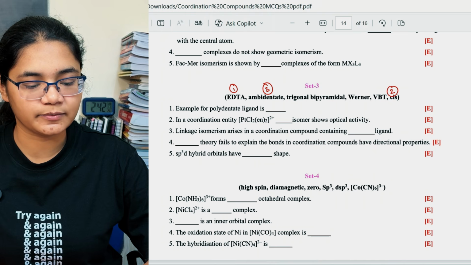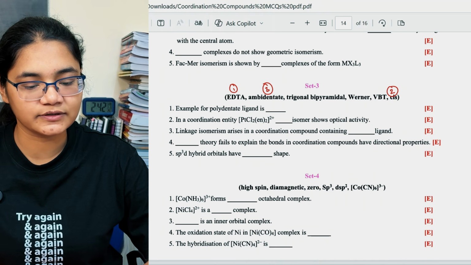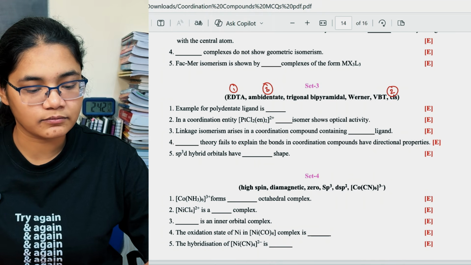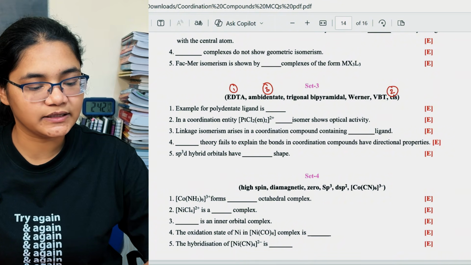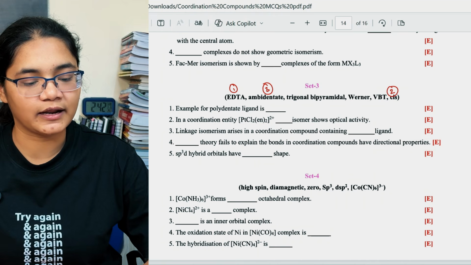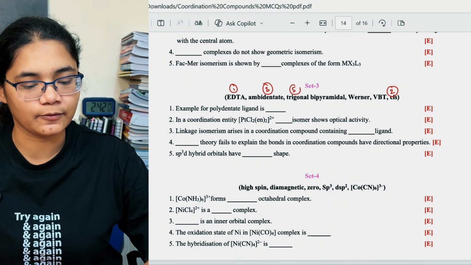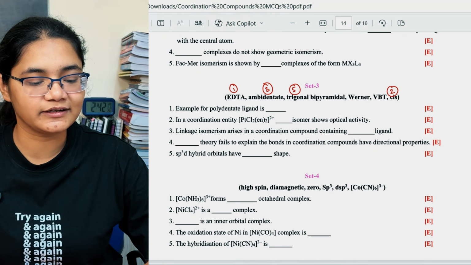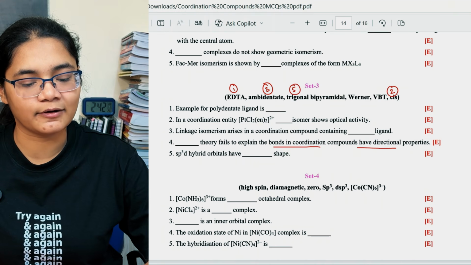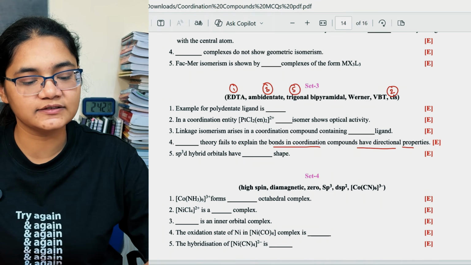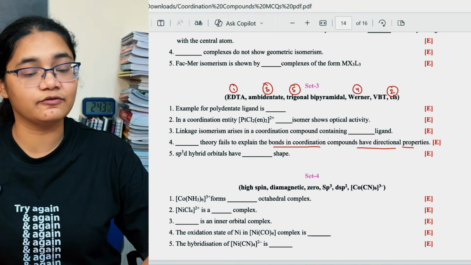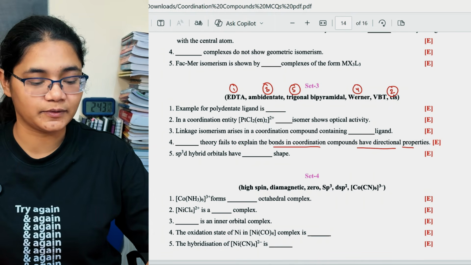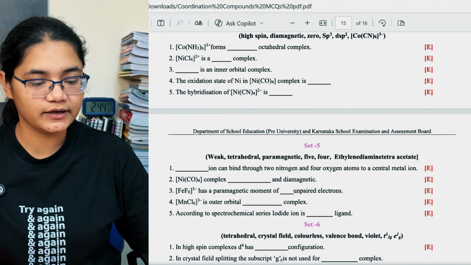Dash theory fails to explain that bonds in the coordination compounds have directional properties. sp3d hybrid orbitals have trigonal bipyramidal shape. I forgot: the dash theory that fails to explain that bonds in coordination compounds have directional properties is Werner's theory. Secondary valency very well explains that. Werner's theory postulates that but cannot explain it. Next is set 4 here.